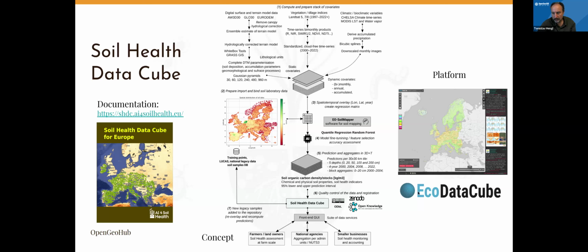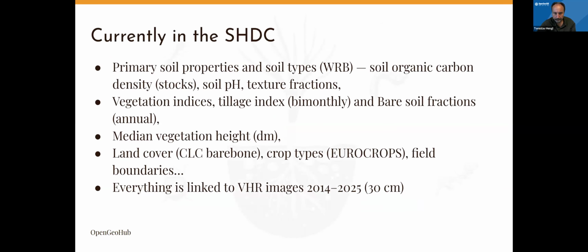This is the front end, and so if you read the documentation, you understand how the data is prepared. And then if you say, okay, I just want to use it, then you go to ecodatacube.eu, and this is our universal platform to access this data.